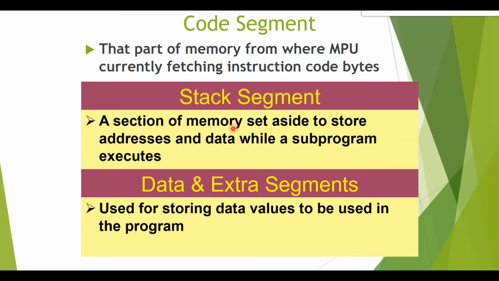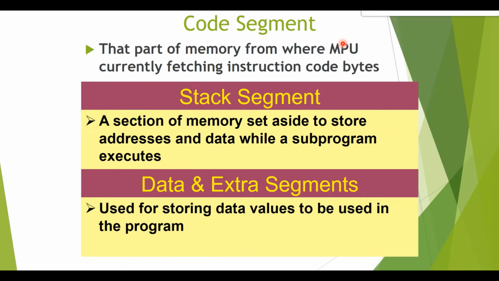So these are the four different segments that are used to store the different types of information. Code segment is used to store the instructions. Stack segment is used when we use the subroutine or subprogram. Then during that subprogram execution, we store the addresses and the data in the stack segment. Then the data which is used in the program is stored in the data and the extra segment. So these are the four different segments which are used in the 8086 microprocessor.